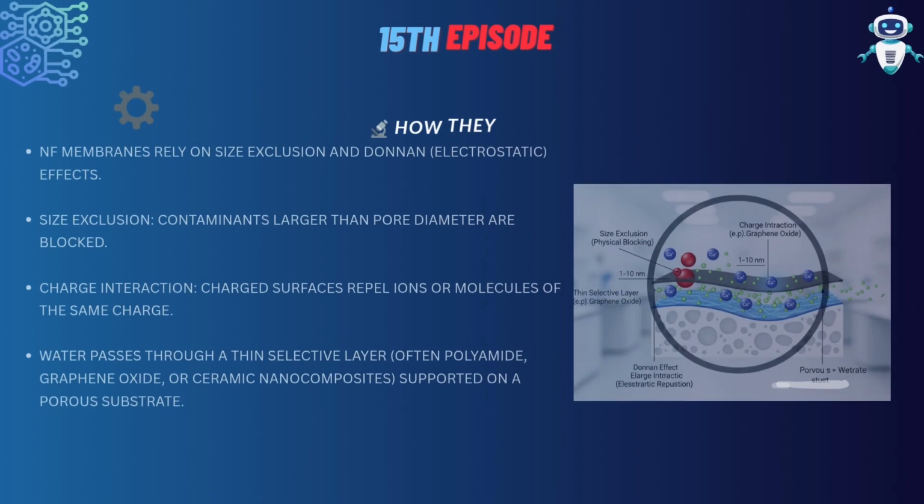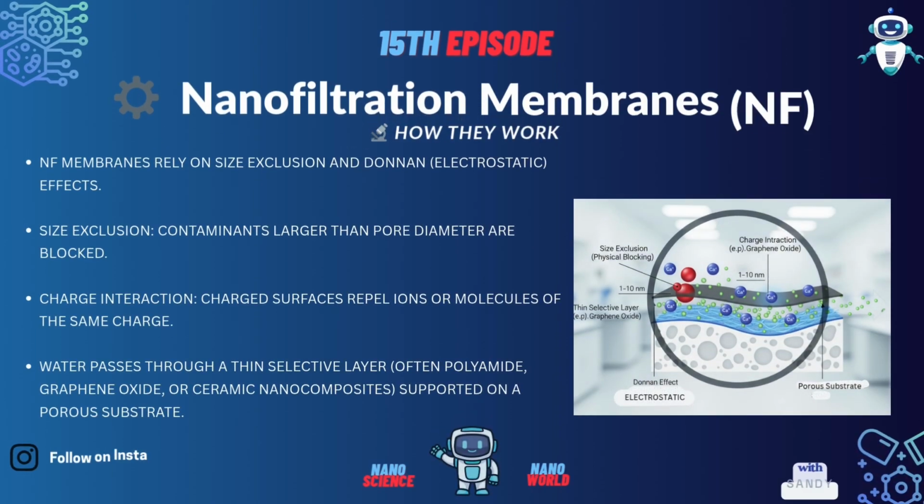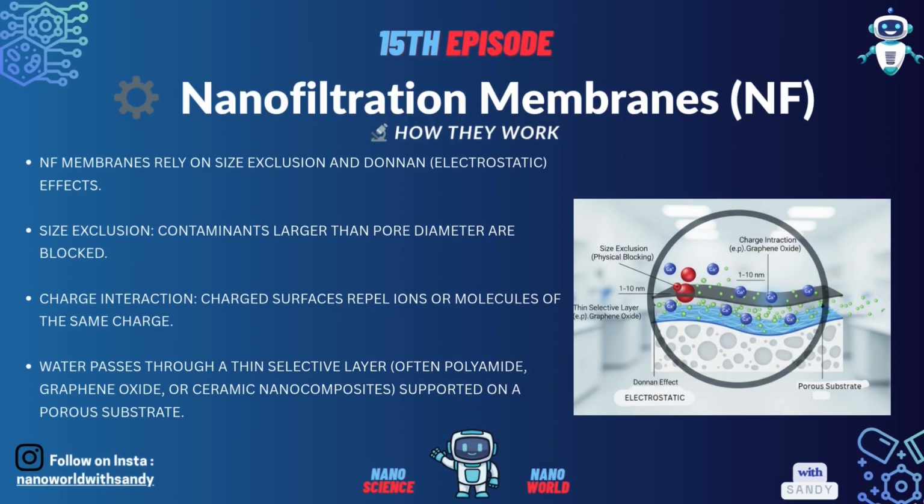How do they work? NF membranes don't just act like a simple sieve. They rely on two mechanisms. The first is size exclusion, blocking contaminants larger than the pore. The second is the crucial Donnan or electrostatic effect. The charged membrane surface actively repels similarly charged ions like Ca2+ and Mg2+, making it highly selective.